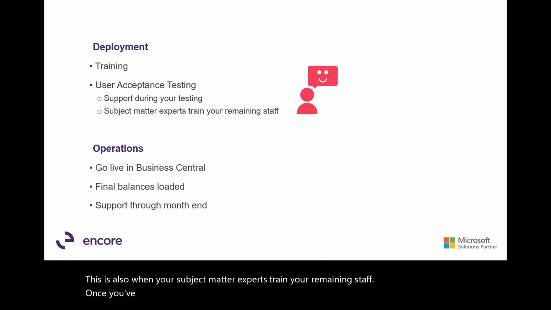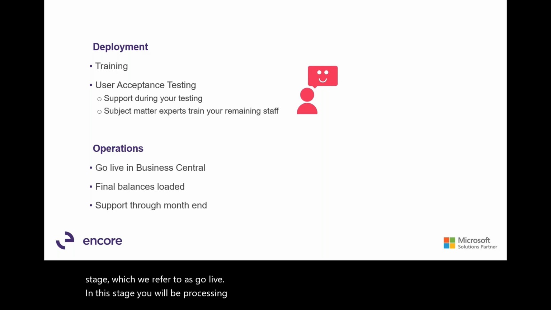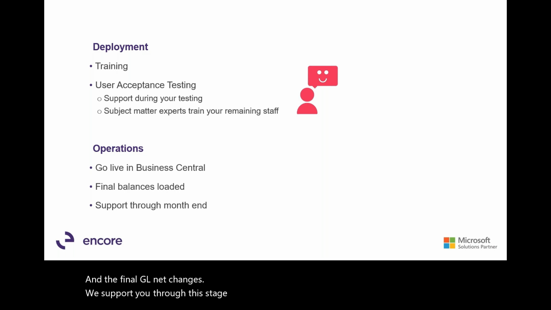Once you've done a successful user acceptance testing, then we move on to the operations stage, which we refer to as go live. In this stage, you will be processing all new transactions into Business Central. This is also when we load your final balances for accounts receivable, accounts payable, your bank balances, inventory balances, and the final GL net changes. We support you through this stage for the first month with a goal of getting you through your first month end.